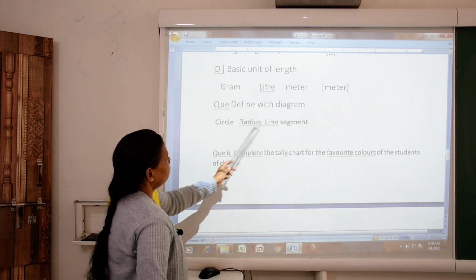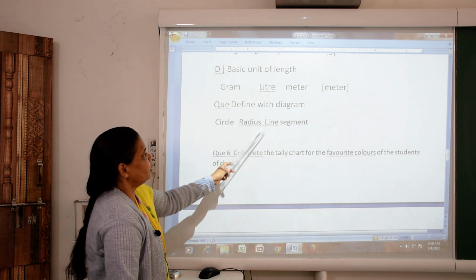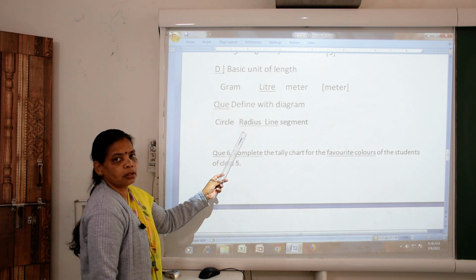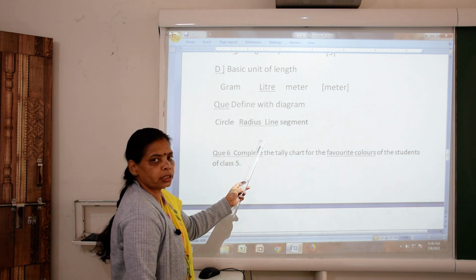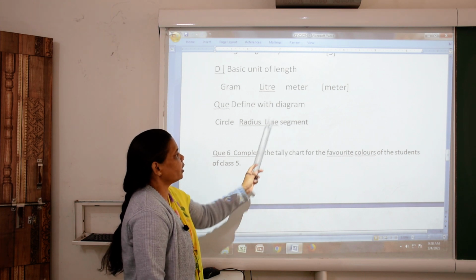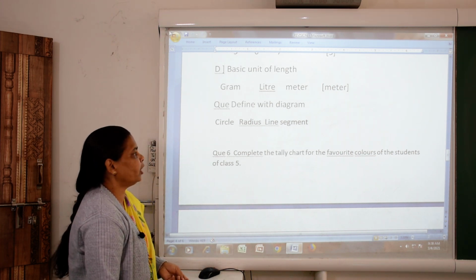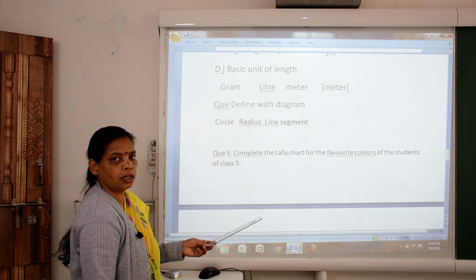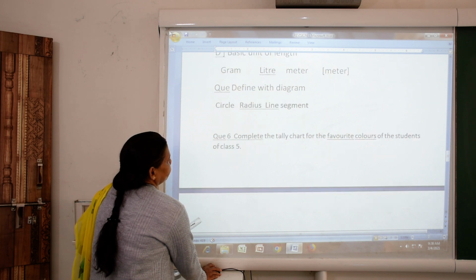Define the diagram. What is a circle? A circle is a closed curved figure. What is the radius? The radius is the distance from the center of the circle to the boundary of the circle, or the circumference of the circle. And a line segment has a definite length. We cannot extend it, and we can measure it with a ruler or scale.